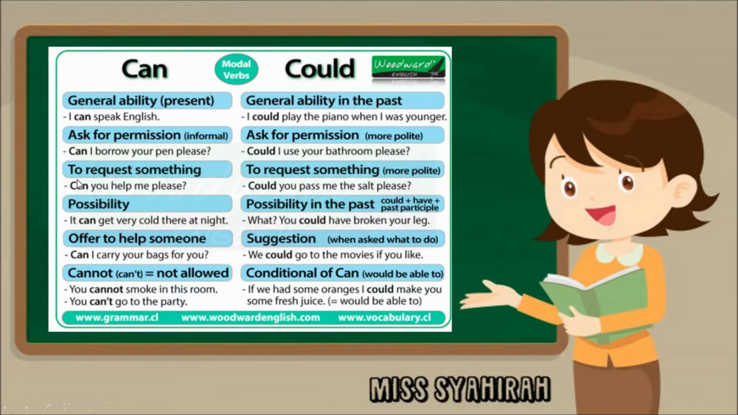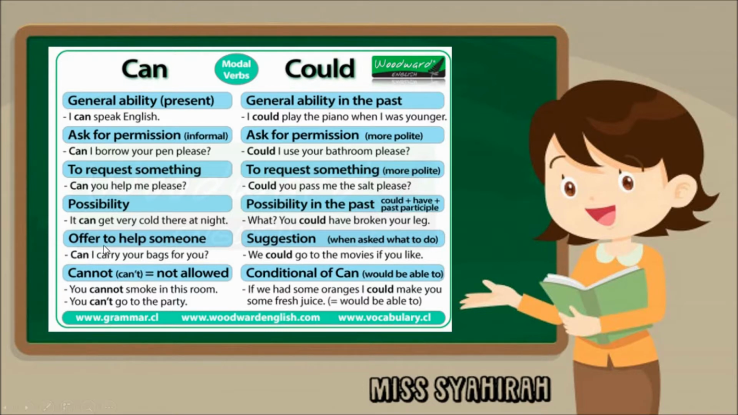And then you use can to request something, nak minta sesuatu. Okay, can you help me please? And then also could, you use it for something that is more polite. Could you pass me the salt please? Whereas possibility, kemungkinan, it can get very cold there at night. For could, it is possibility in the past, masa lalu. For example, you could have broken your leg. So the difference is that can is in present tense and could is in past tense.